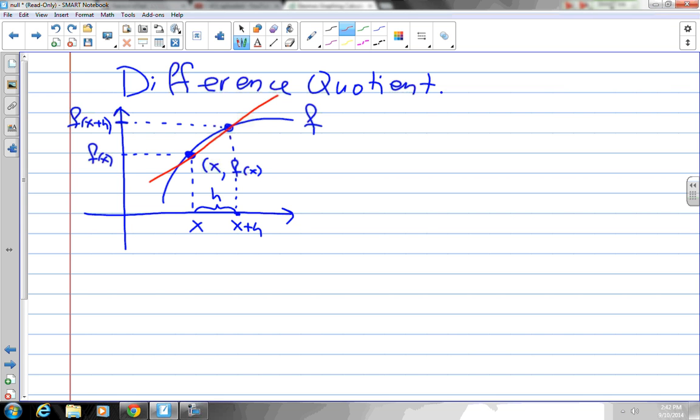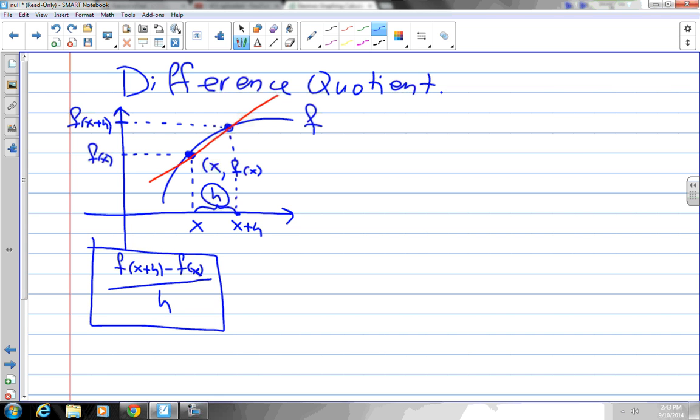Okay? Well, that's easy. How do we do slopes? Change in y over change in x, right? So what's the change in y? This point minus that point, right? So it's f of x plus h minus f of x. What is the change in x? h, right? Because we actually put a value to the change in x. It's x plus h minus x. That's h. So this little expression is called the difference quotient, because there is a difference and there is a quotient. Difference quotient. Not very creative, but hey, that's what we call it.